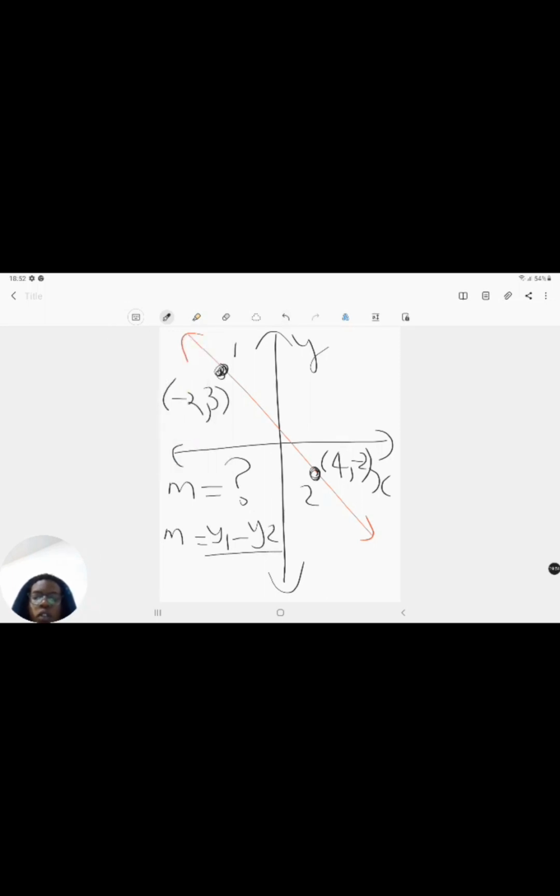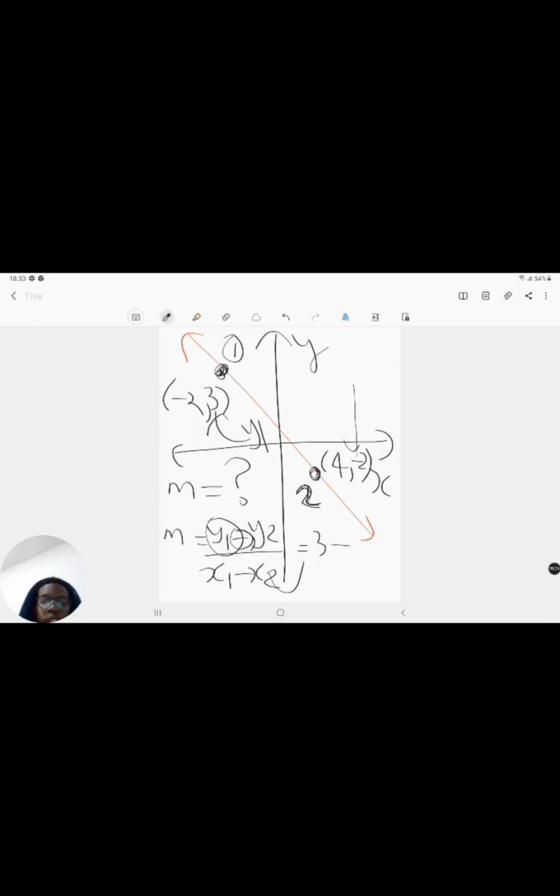2 all over x1 minus x2, right? And then you just substitute. What is y1? Well, here's my coordinate 1. Here's my y1 here. My y1 is 3. So this is going to be 3 minus, because I have a minus there, y2. What is y2? Well, I chose to call this 2. So my y2 is that there. Now my y2 is negative 2.